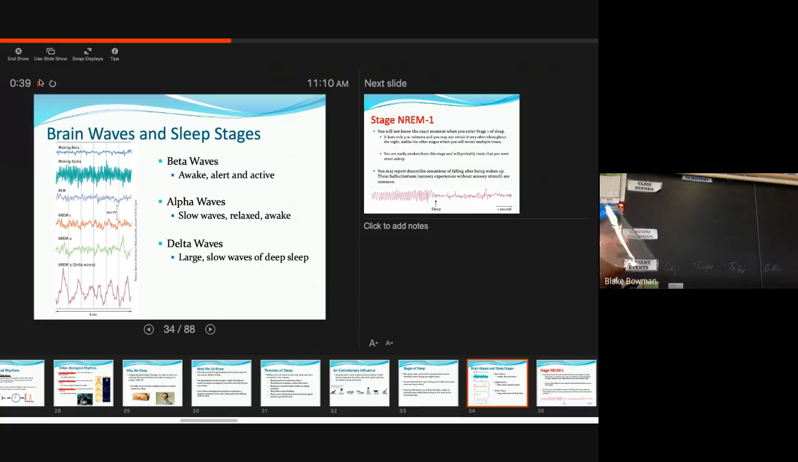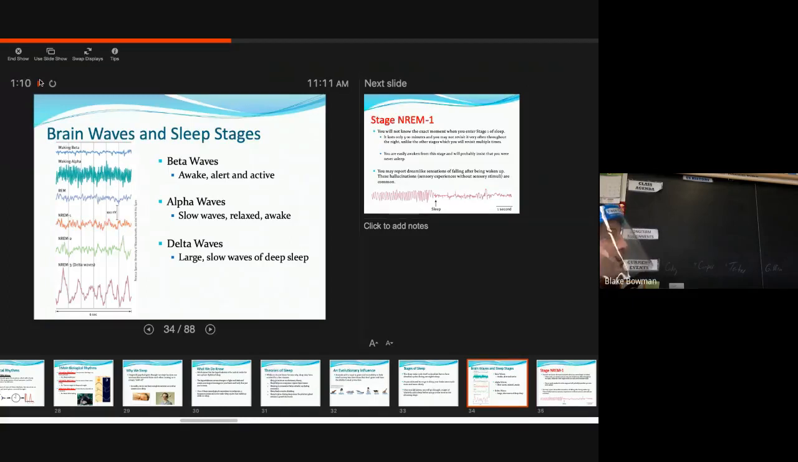Alpha waves: slow waves, relaxed and awake. As you can see, the waking alpha waves still have a high frequency, showing that we still have a lot of cognitive experiences going on at that moment. And our amplitude is short and still. We don't see the really high jutting waves that we do with a delta wave in our different stages of sleep as we're lowering to stage 3.